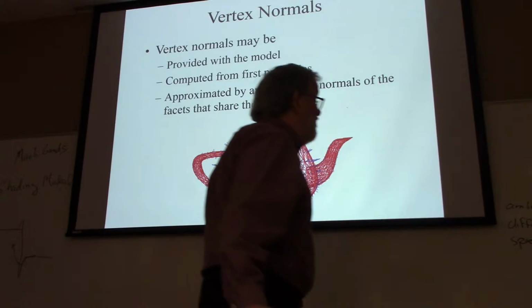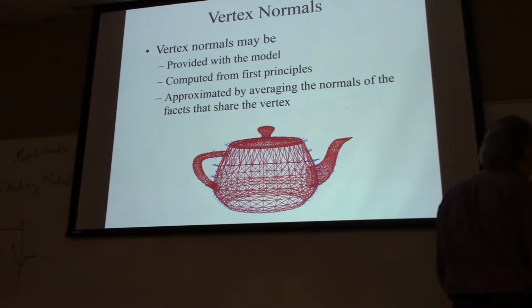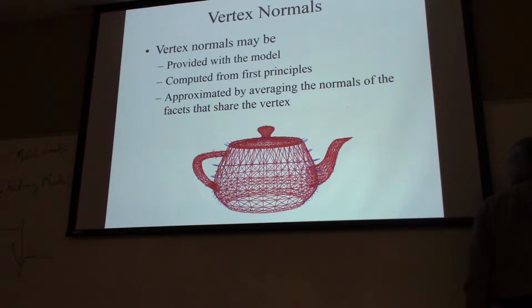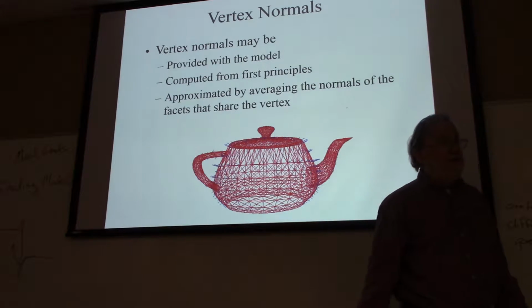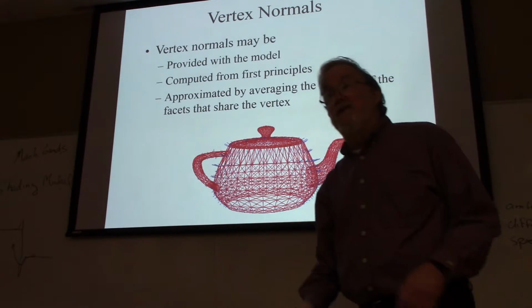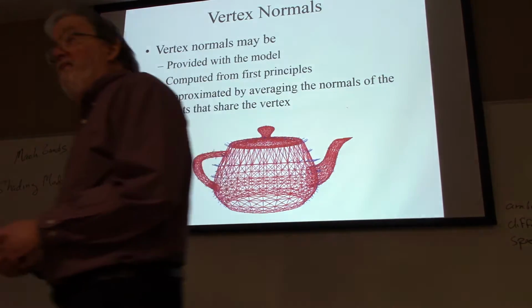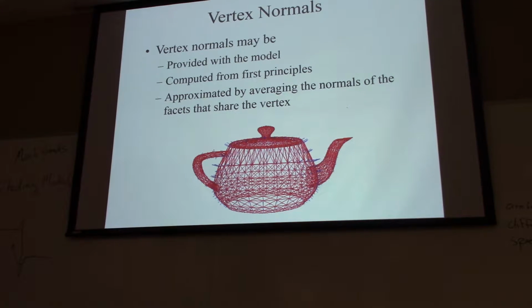So one answer is you do the average. Those are vectors, so you do a vector average. Just take the average surface normal of the facets and pretend that that's the appropriate surface normal. All right? So what do you do in between the vertex normals?